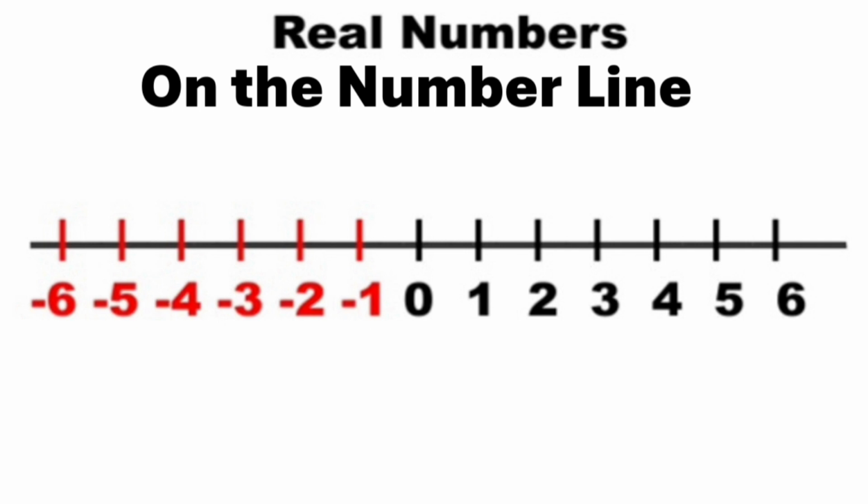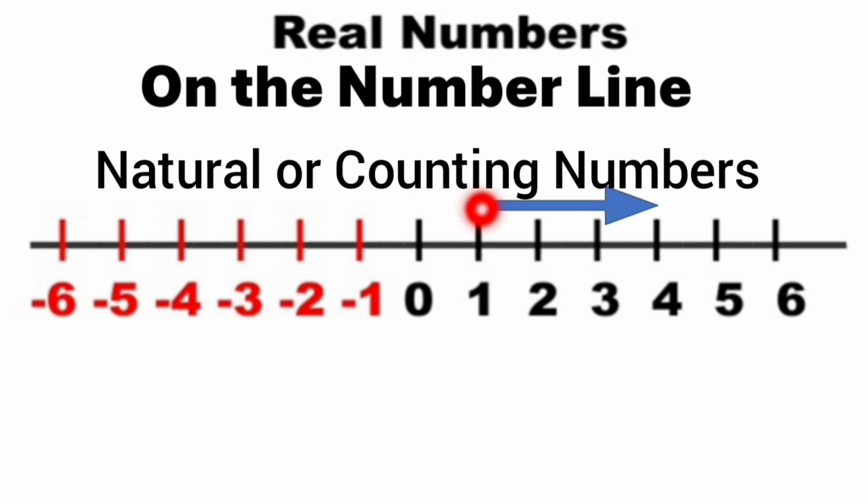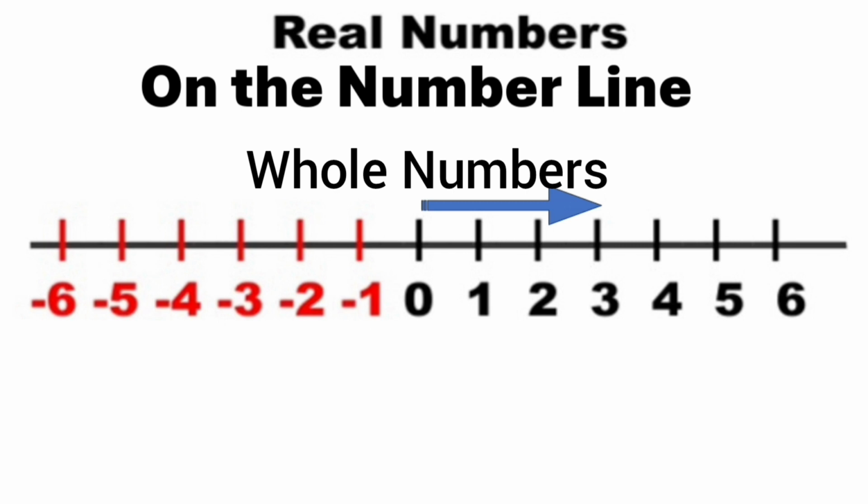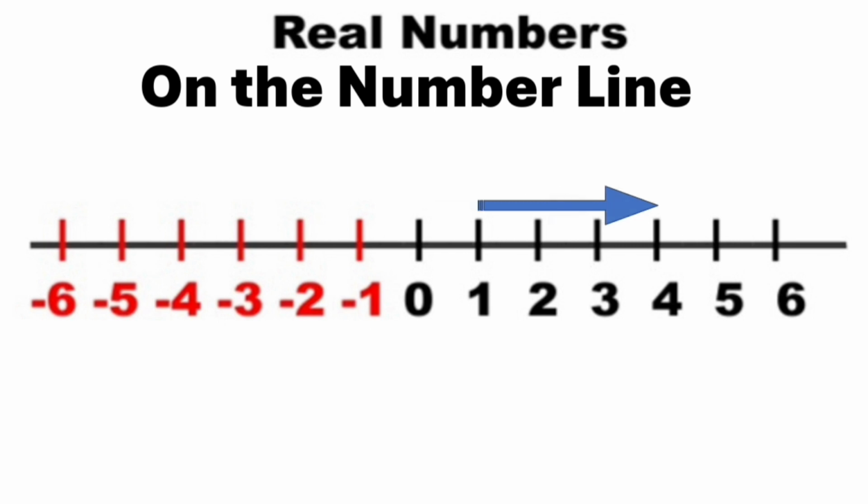So from 1 to the positive infinity to the right are the natural counting numbers, while from 0 to the positive infinity to the right are the whole numbers. The natural or counting numbers and the whole numbers just differ in 1 and 0. We count things from 1, but we measure things from 0.